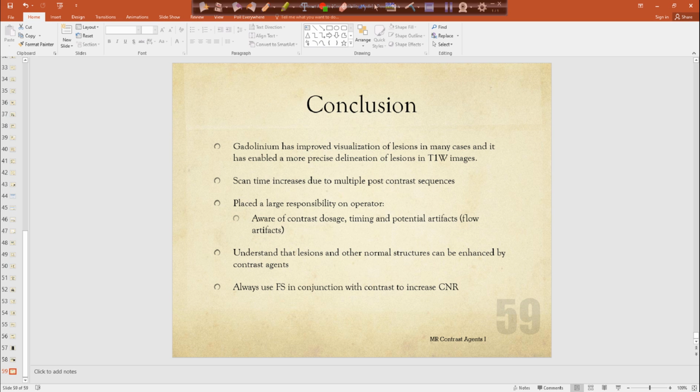Which one's more stable, Dotarem or MultiHance? Dotarem, because it is macrocyclic, it's cage-like, it wraps completely around the gadolinium ion, and it's ionic.